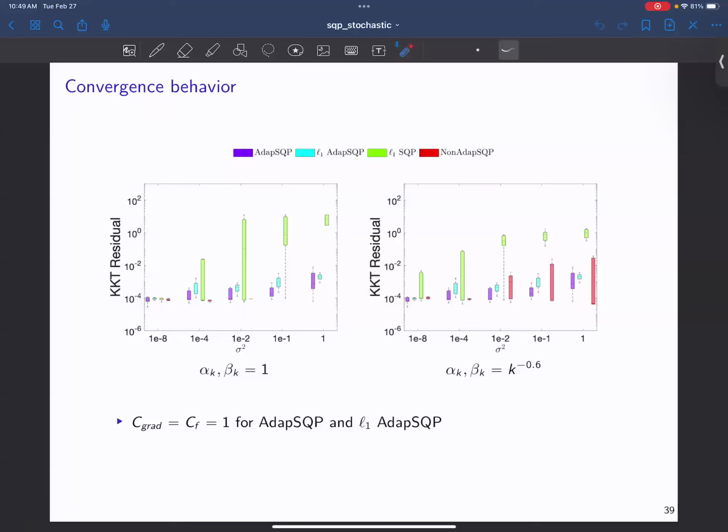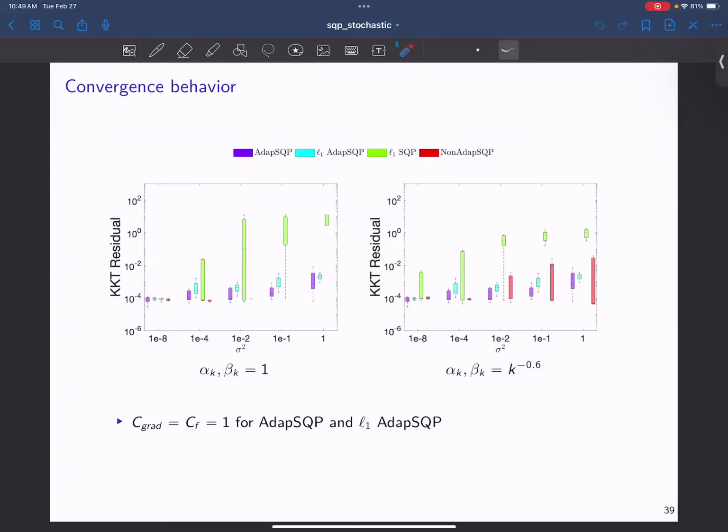So first, I want to illustrate to you what the convergence behavior is. When the noise is small, it seems like all the algorithms work just fine. They converge to the same point, and the KKT residuals are similar.